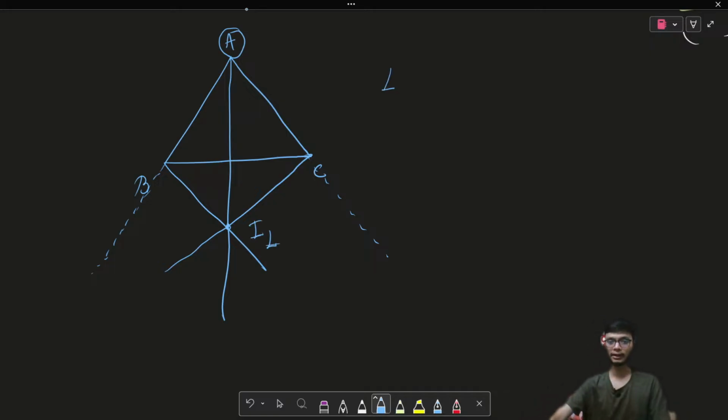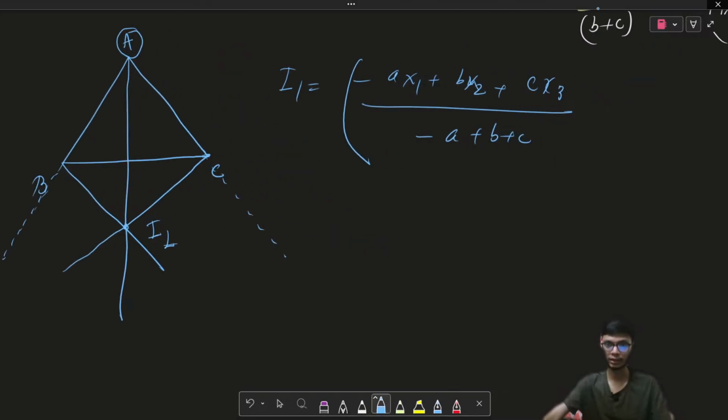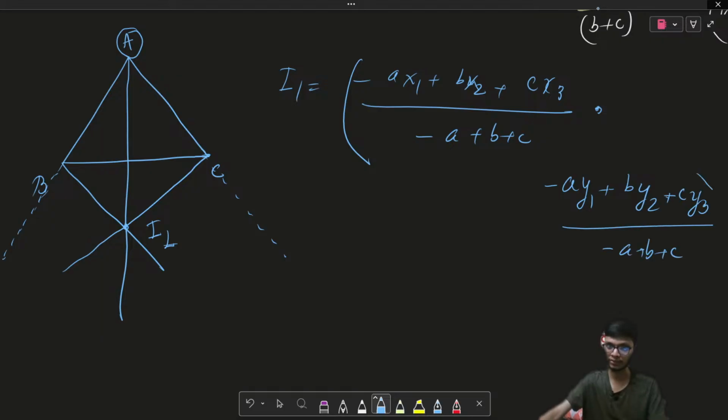And the result for I1 is quite simple. It is going to be minus A X1 plus B X2 plus C X3 divided by minus A plus B plus C. This is going to be the X coordinate. And in the similar manner, we can obtain the Y coordinate as minus A Y1 plus B Y2 plus C Y3, whole divided by minus A plus B plus C.